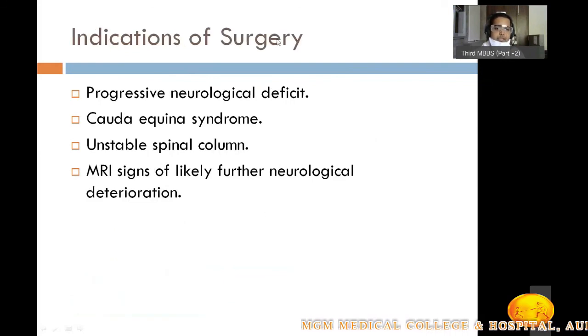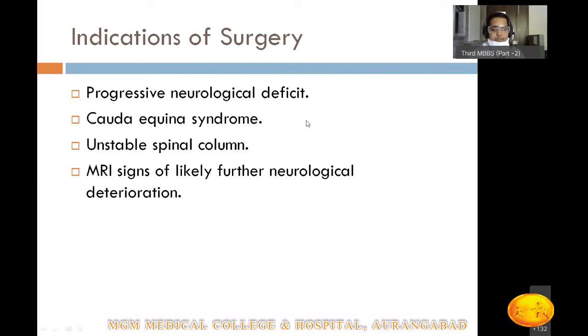There are specific indications for going ahead with the surgery. First and foremost is progressive neurological deficit. The patient is admitted to us with grade 4 power, and the same evening we find that the patient is deteriorating into grade 2 or grade 3 power. That is an urgent indication of surgery.